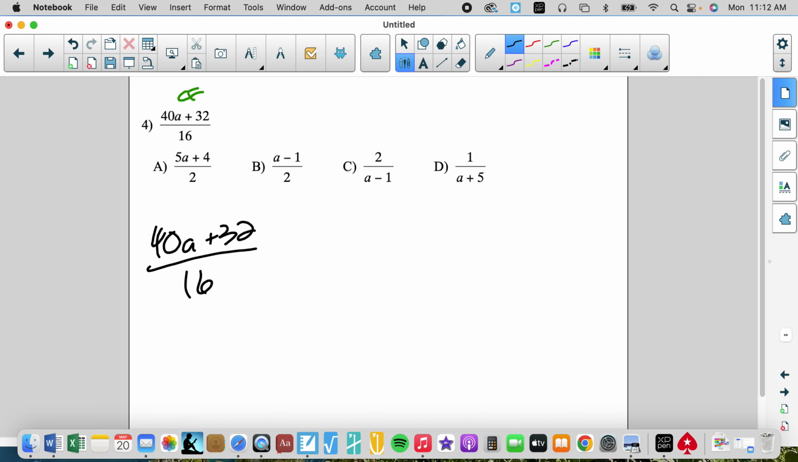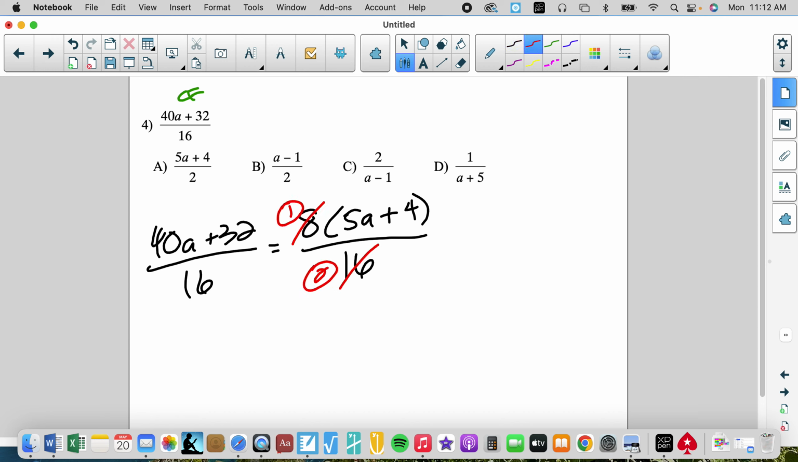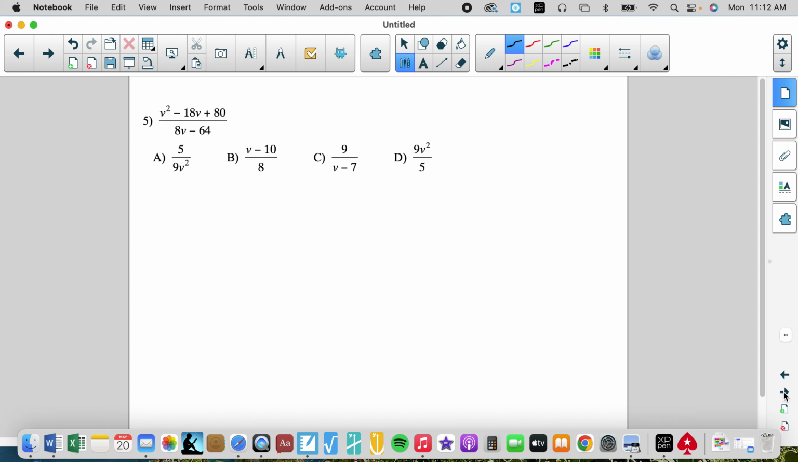And we have 16. So what can I factor? I can factor out an 8. And we get 5A plus 4 all over 16. So I can cancel the 8 and the 16. 8 goes into 8 once. 8 goes into 16 twice. And we're left with 5A plus 4 over 2. 5A plus 4 over 2 is A. Nice. Perfect. All right, let's look at our numerator.